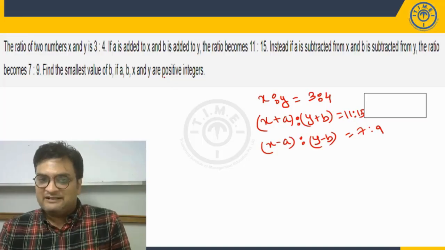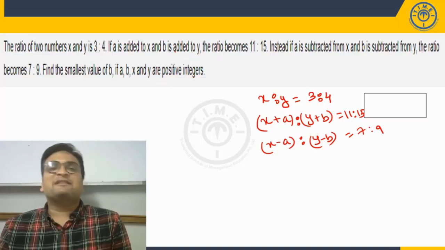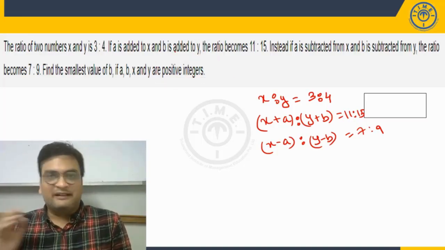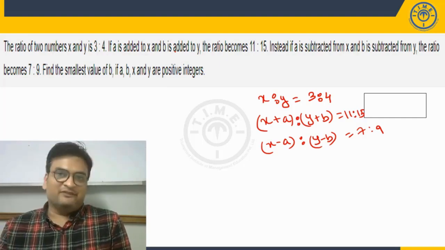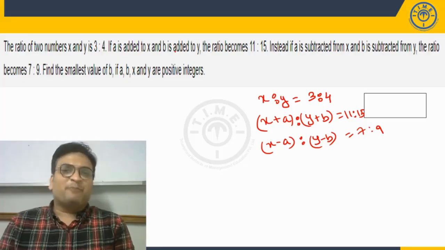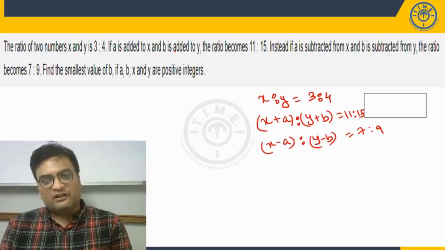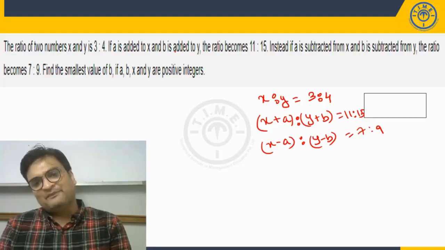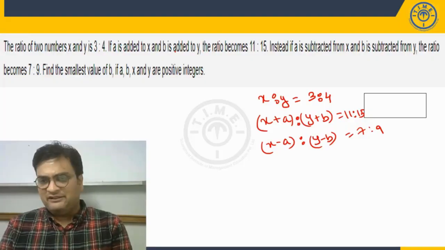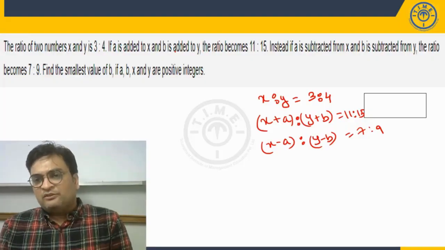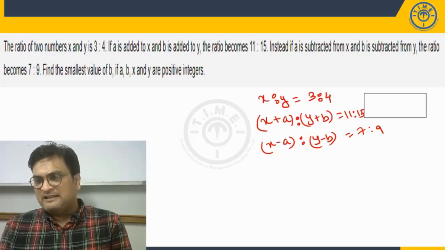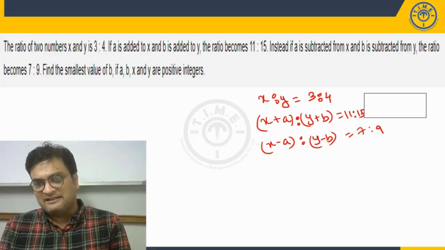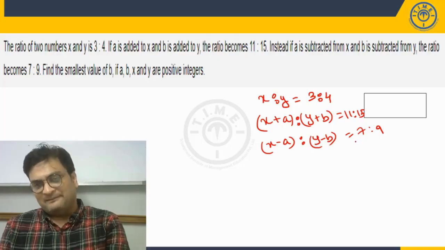Now when he says positive integers, I mean natural numbers. So that means a, b, x, y cannot take negative values, not even negative integers. They cannot take fractional values also. So a cannot be 0.5. It will be either 1 or 2 or 3 or so on till infinity. Same is the case for b, x and y also. So if x is to y is 3 is to 4, x plus a is to y plus b is 11 is to 15, and similarly x minus a is to y minus b is 7 is to 9.